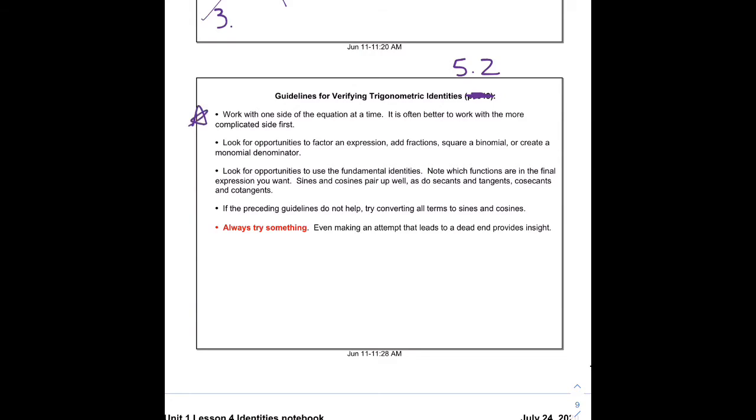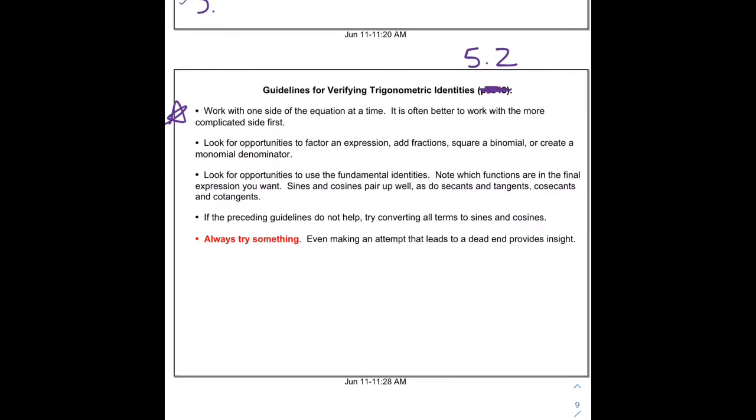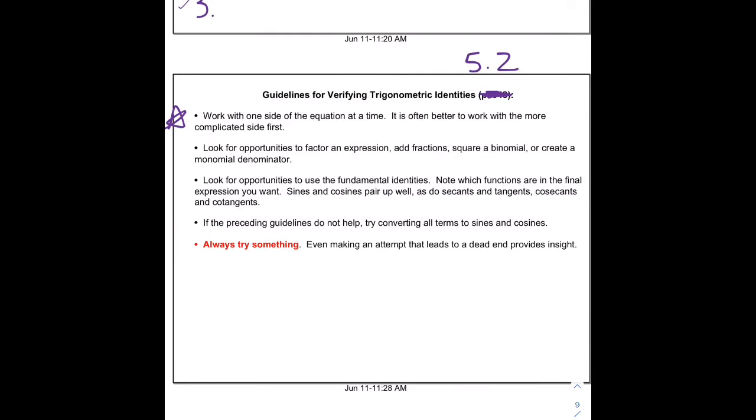First, you want to work with one side of the equation at a time. And believe it or not, it's more often better to work with the more complicated side first. Why? Because there's more to do. And I love number 2. And this is why you practiced in part 1. Look for opportunities to factor an expression. You did a lot of factoring in the previous assignments.